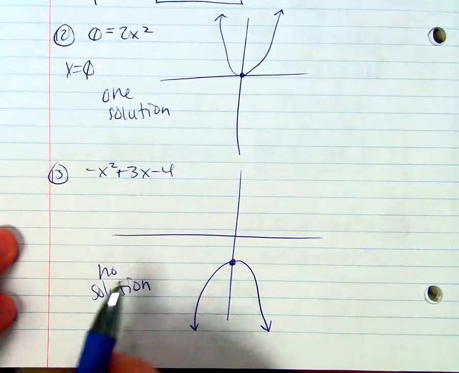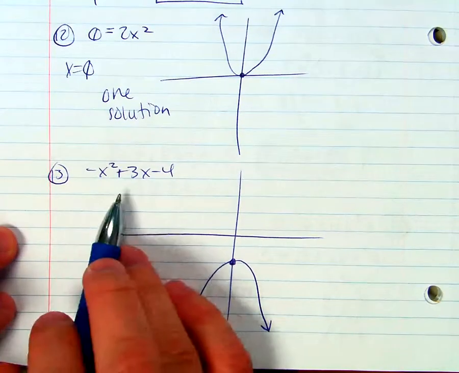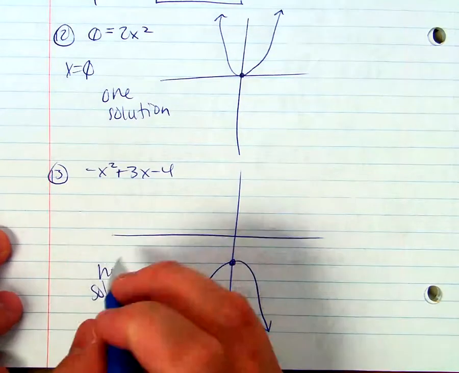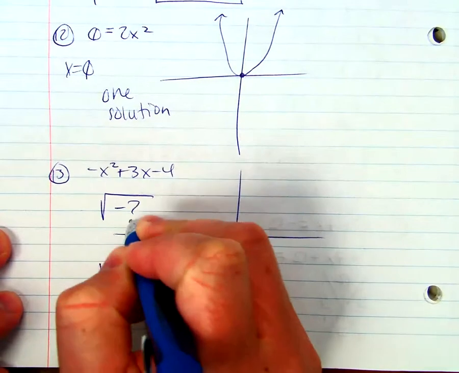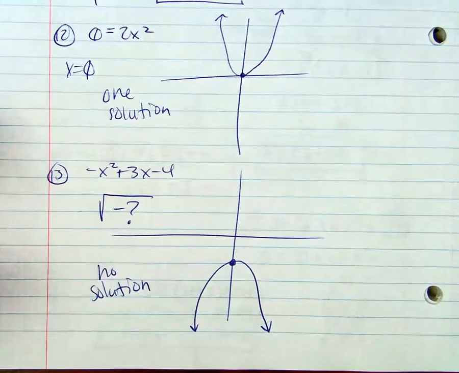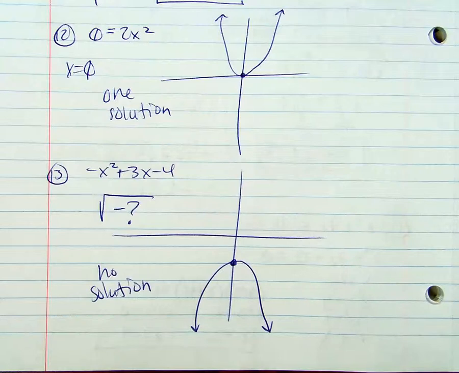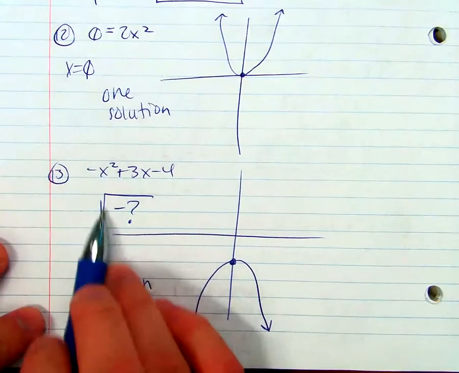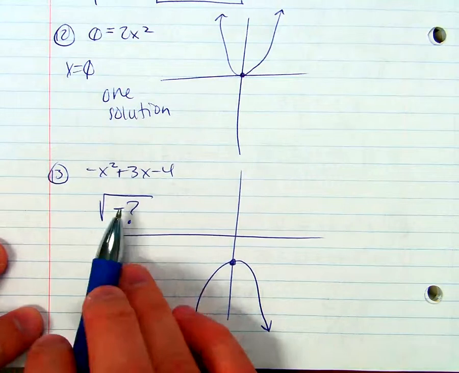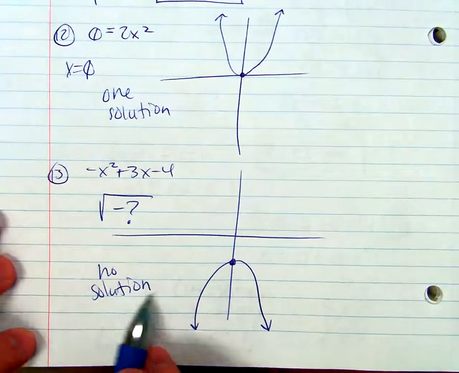If you plug number 13 into the quadratic formula, or you tried to complete the square, you would get something that has a square root of a negative number. You can't have the square root of a negative number. That does not exist in the numbers that we know. So in this case, we would say there are no square roots of negative numbers. Therefore, there is no solution to this situation.